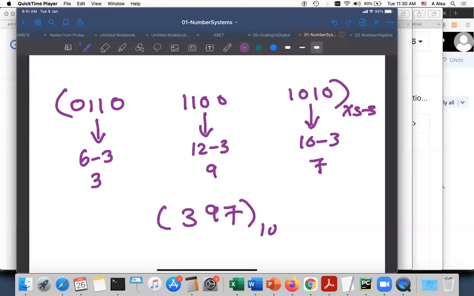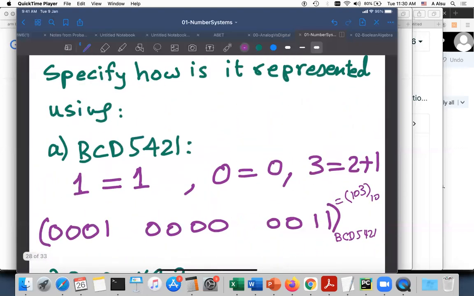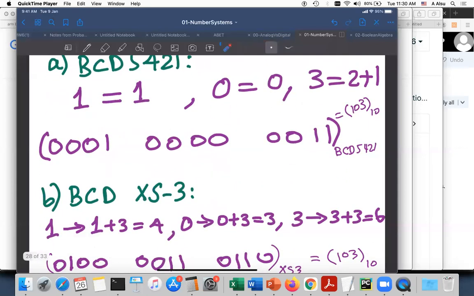Yes, I have a question. Go ahead. How to know which BCD to use? You'll be given that in the question. That's the question text. Like here, for example, convert this to BCD 5, 4, 2, 1. And here, excess3. That's part of the question.